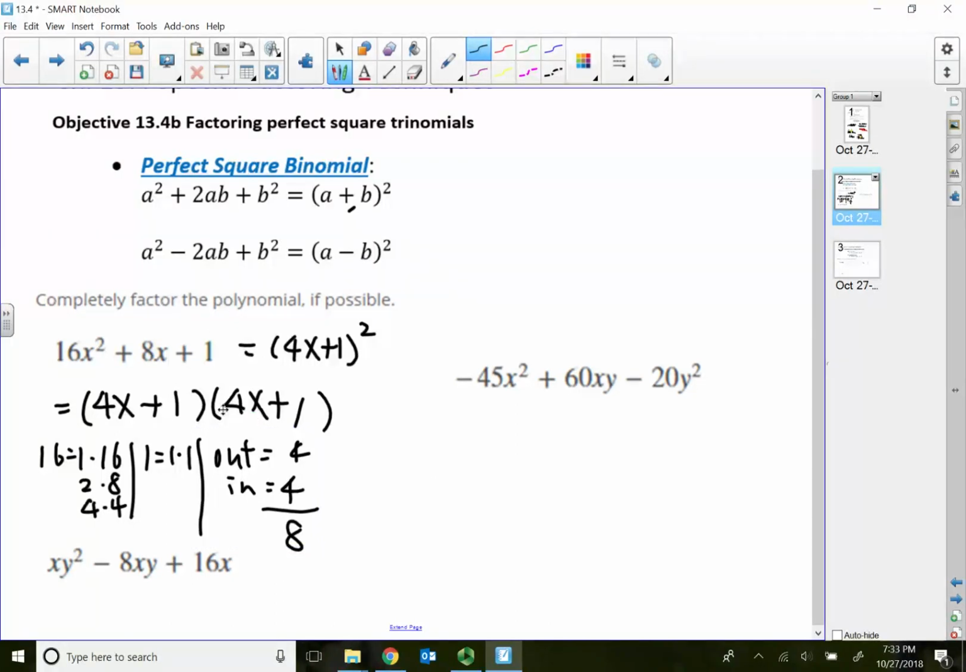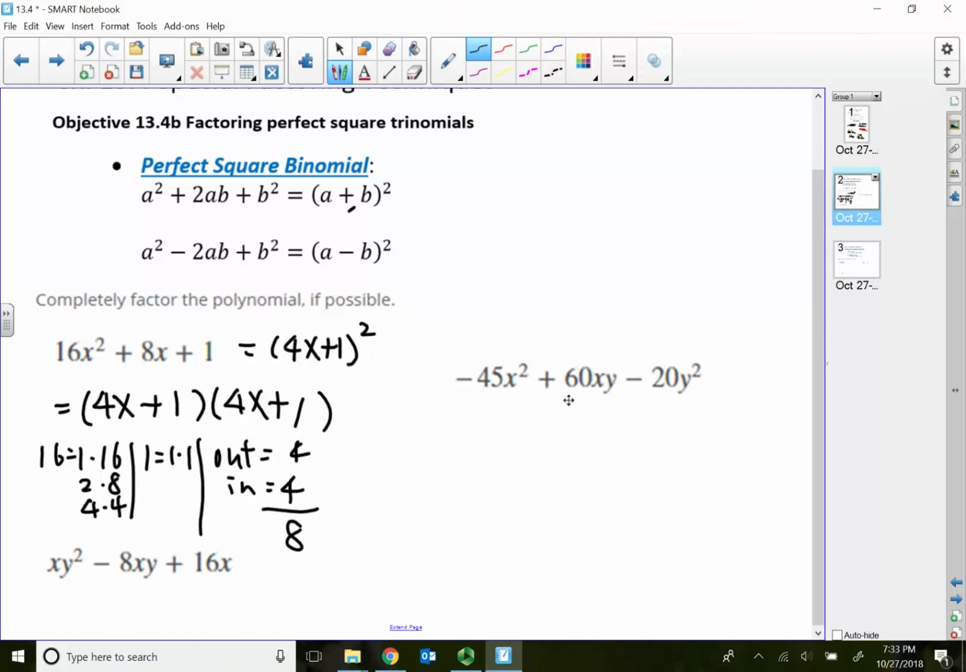Now, I would rather you write them out as two separate factors, rather than put a square on top. The reason I mention that is really for module 14, when we begin to deal with rational expressions. So for right now, get in the habit of writing them out rather than using the square.